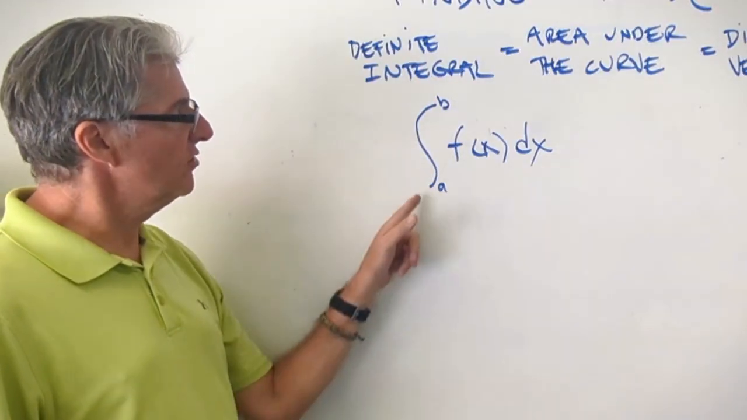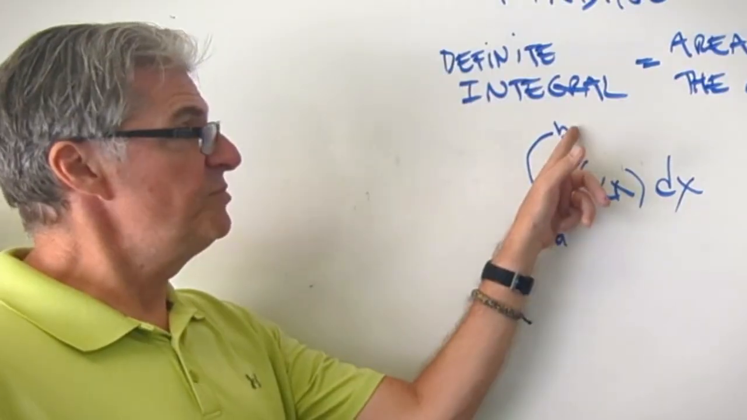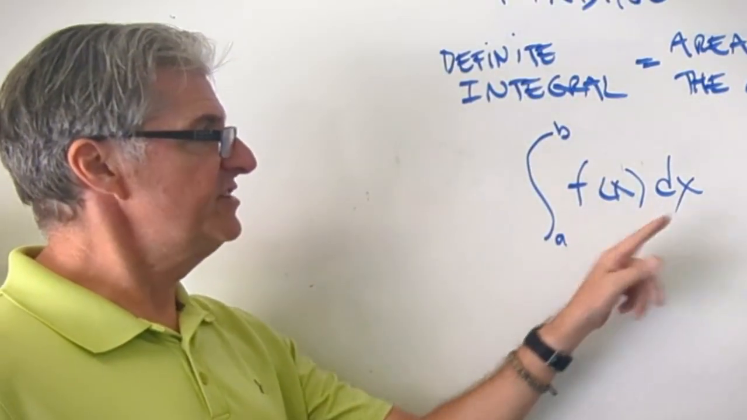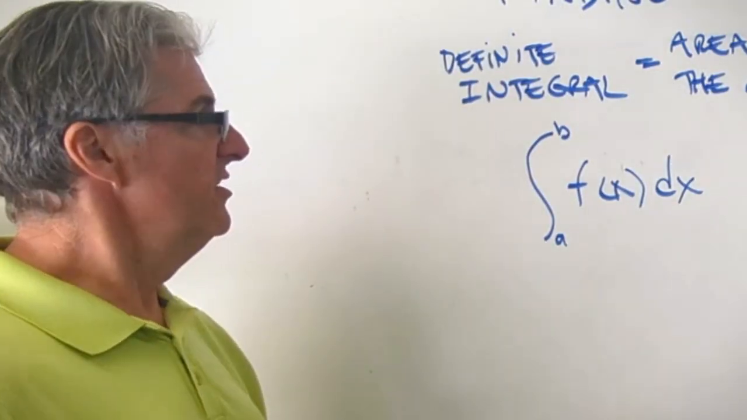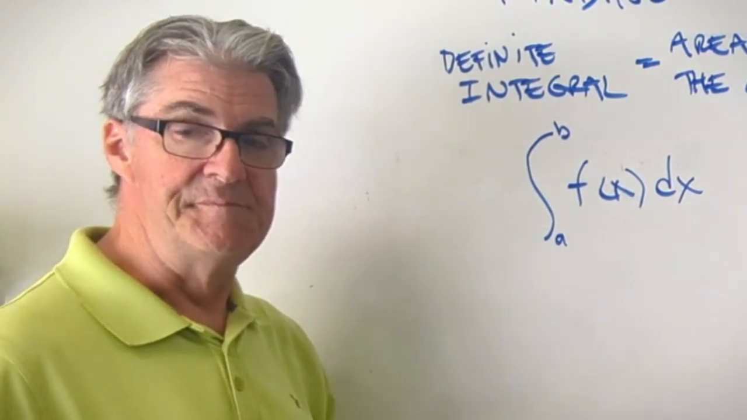Okay, quick refresher on the notation. Our little curvy integral sign means the integral from A to B, these are the x coordinates, in the function of f of x dx. And remember, the dx stands for with respect to x. So we're going to take that and put some numbers in there and do a problem.